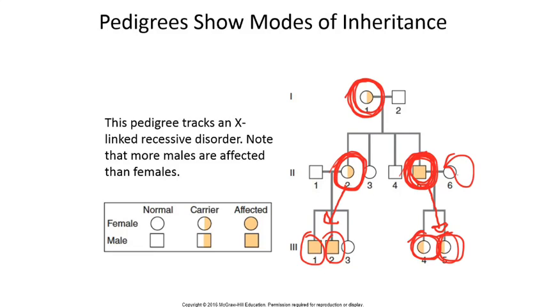So this daughter here got the X color blindness gene from her mother, and she's a carrier, but it's the only X she can give to her sons, and so they're going to be affected because they're only going to get a Y from their father.